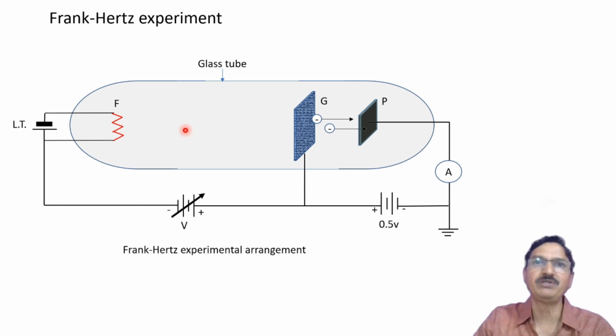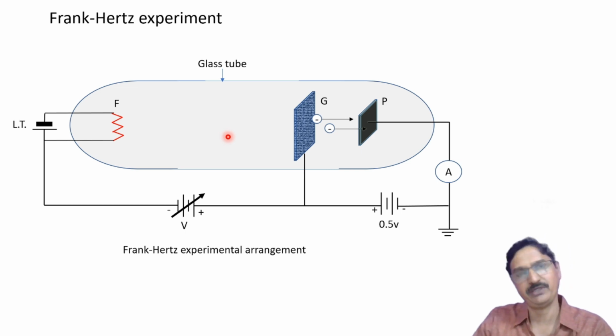And again after 4.9 volt, the electrons emitted have lower kinetic energy. Since the kinetic energy is lower, the collision becomes an elastic collision, so that their kinetic energy is shared, and therefore they can reach the plate P. So this continues up to 9.8 volt.